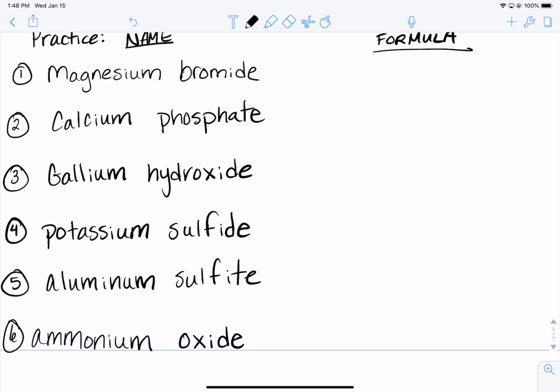All right, so find the symbol, find the charge, and do your little swap and drop and figure out how many of each you need. Challenges are, where do I look for it? What charge is it? Yeah, please.